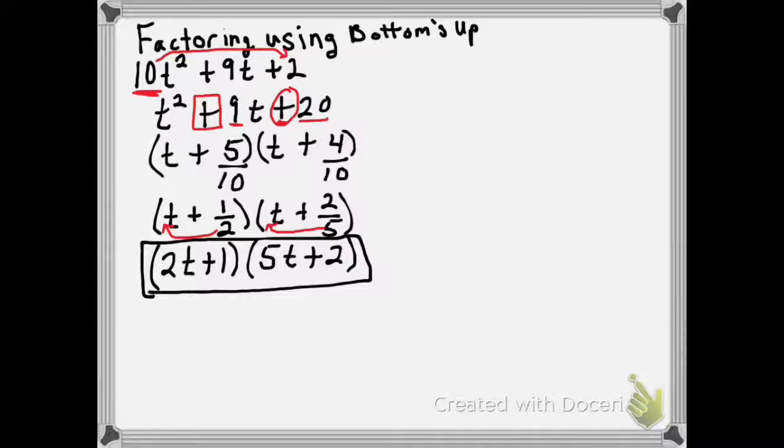I do want us to try one more with the bottoms up method, just to make sure that you're clear on all the things that happen with it. We're going to start in this one with 8s squared minus 2st minus 3t squared.